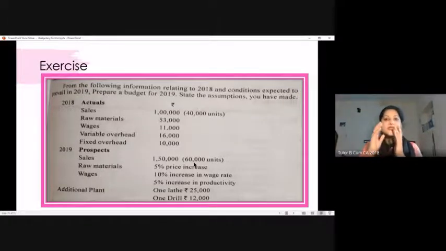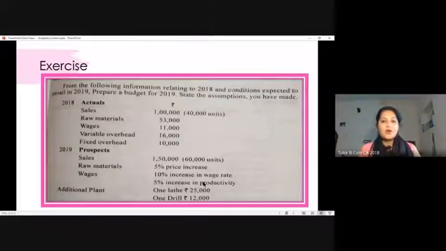Now, since there is a production increase, automatically your material cost and other costs are going to increase, right? Of course, it is next year, so the price can increase, and the raw material price can increase. It is said there is a 5% price increase in 2019. Now, how do we do the 5% price increase? Here, for 40,000 units, we have 53,000. So it is very simple.